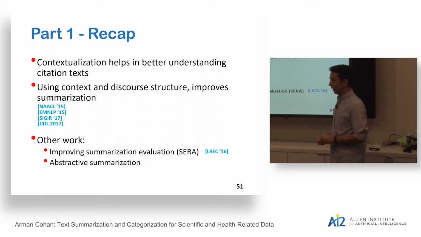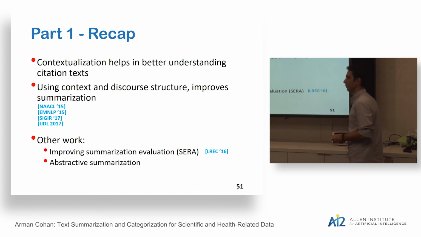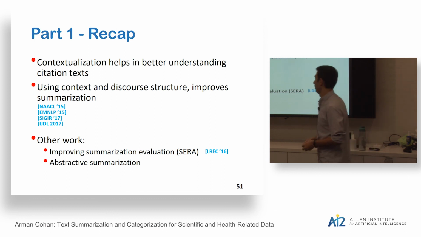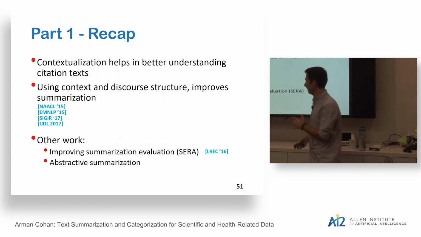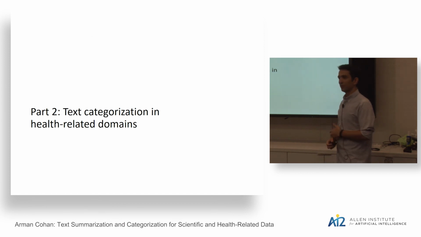So to recap this part, I showed how we can use context to make citations more expressive and richer. And I showed how we can use them to summarize papers. I have other work in summarization where we improve summarization evaluation by a metric we call SERA, but I don't have time to go through it. Please ask me offline if you're interested. I'm also working on abstractive summarization, but that's an ongoing process. So are there any quick questions before I move on to the second part?